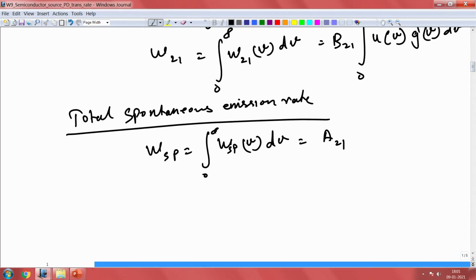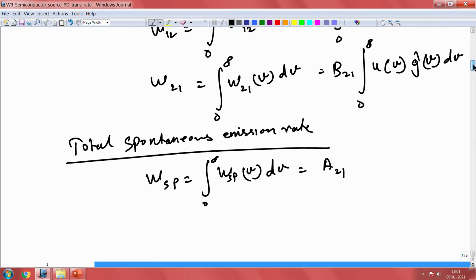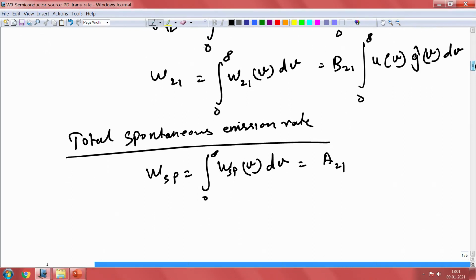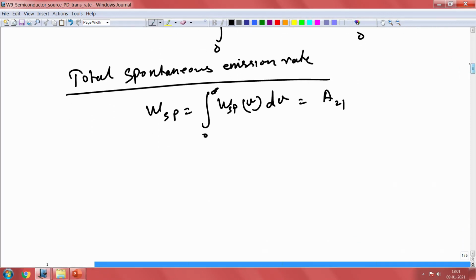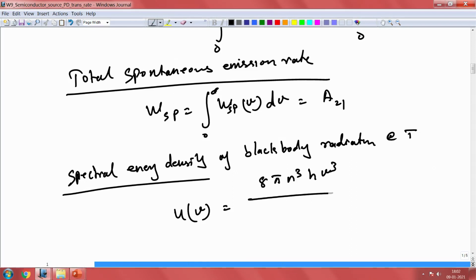So, higher level and lower level. The induced and the spontaneous transition rates are now directly proportional to one another. This is coming from our line shape, and this could be related through the line shape itself, and that is coming from our spectral energy density of any radiation, for example, and that is given by the Planck formula, the spectral energy density of black body radiation, which we could use here, at temperature T, given by this simple formula that we all know of.